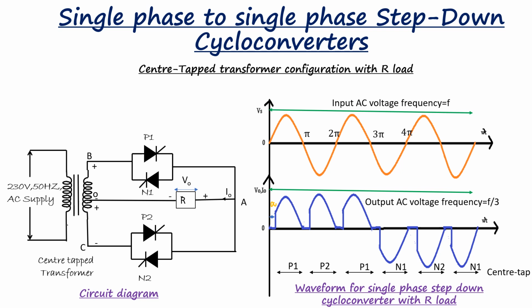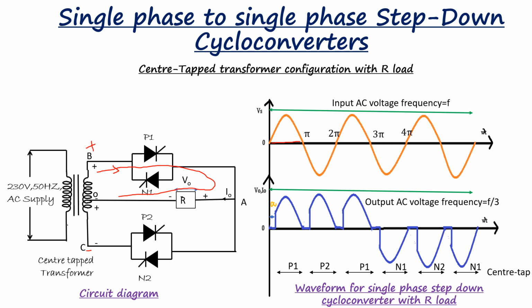So during the first positive half cycle from 0 to pi, when the point B is made positive with respect to C, the SCR P1 is in the conduction mode when it is given a gate signal. So the current flows through the positive point B, then SCR P1 and the load, then it comes to the negative point O.